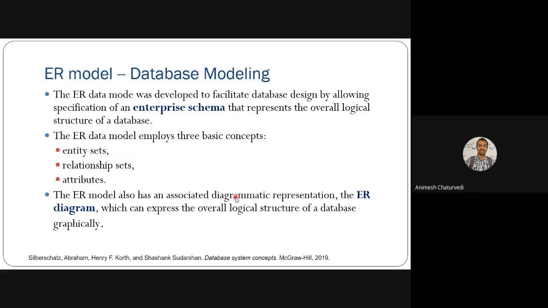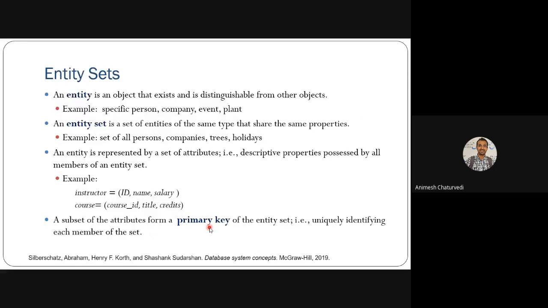The model is basically associated with diagrammatic representation, so it is diagrams that we are talking about, diagrams that express the logical structure of the database graphically. First is the entity set. So what is an entity? We keep on talking about these types of entities. An entity is basically an object that exists or is distinguishable from other objects, which could be some person, company, event, plant, etc. Then entity set means a set of similar entities, and the entities with the same property could be kept in the same set.